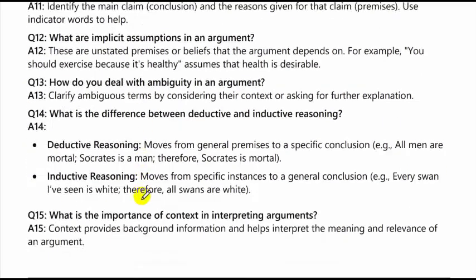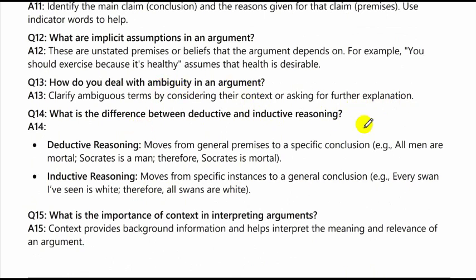Next, how do you deal with ambiguity in an argument? The ambiguity or ambiguous terms needs to be clarified by considering their context, where it is being said, where it is being used, or asking for further explanation. This is how we can clear ambiguity in an argument.